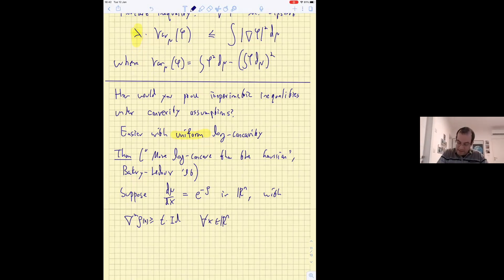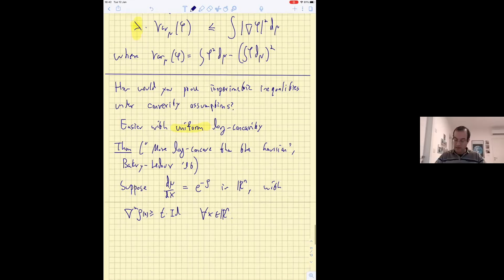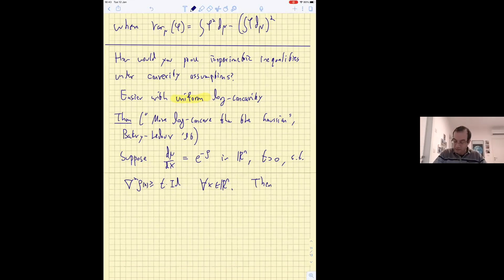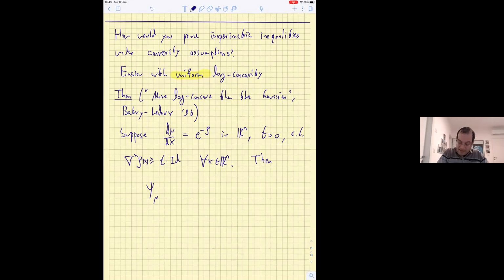Okay, so in this case, I would say that you are more log concave than the Gaussian. So we're given t, we're given the measure, and you're more log concave than the Gaussian. Then psi of mu is larger than what you get for the Gaussian. And the corresponding Gaussian, where the Hessian equals t times identity, is, up to translation and normalization, e to the minus t x squared over 2.